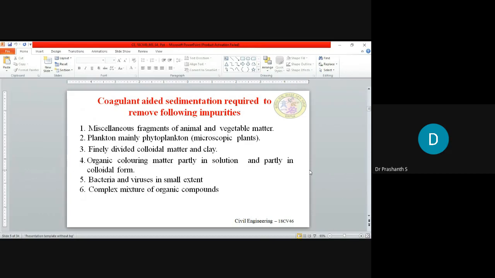And there are some matters which give color to the water, that is organic coloring matter, partly in solution and partly in colloidal form. Bacteria and viruses are also removed to a certain extent, and complex mixtures of organic matter. These are all removed when we add coagulant in the sedimentation process.